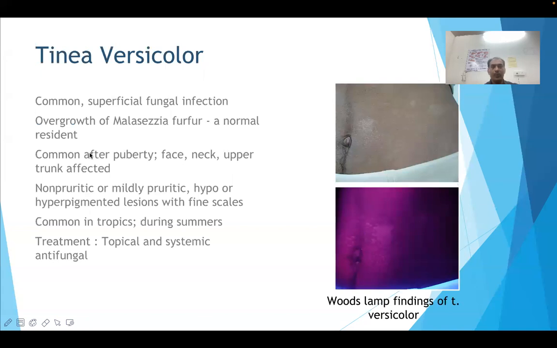Pityriasis versicolor is a superficial fungal infection caused by Malassezia furfur. It is mainly common after puberty when the sebaceous glands become active, occurring mainly over the face, the neck, and the upper trunk. This disease manifests as non-pruritic, hypopigmented, hyperpigmented, or erythematous lesions with fine branny scale, which becomes prominent on scratching. During summers and in humid climates, the lesions are more common. Treatment is topical and systemic antifungals.